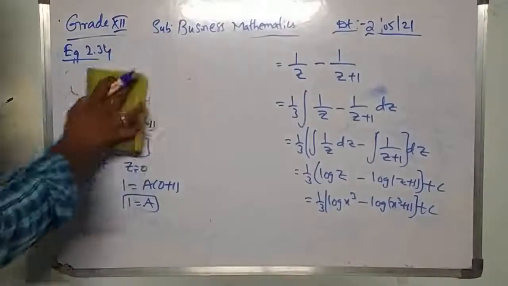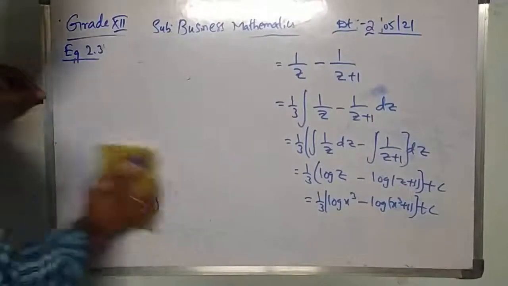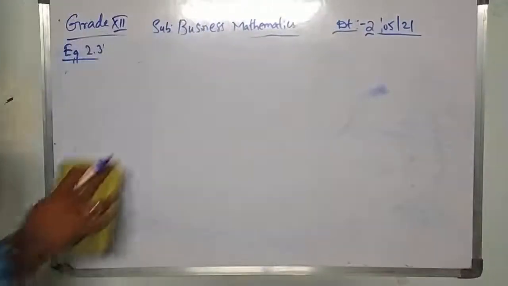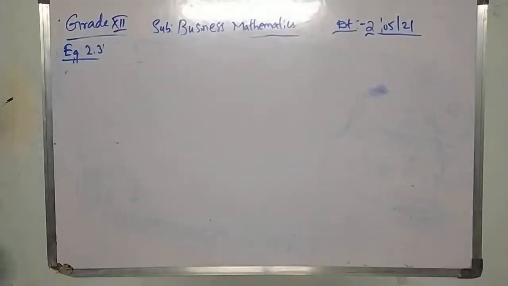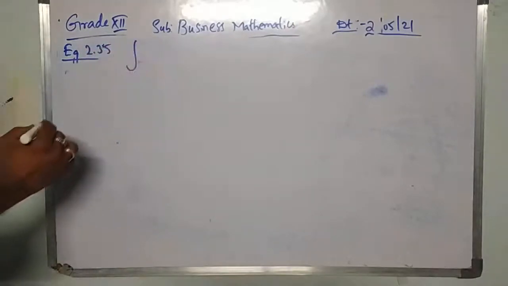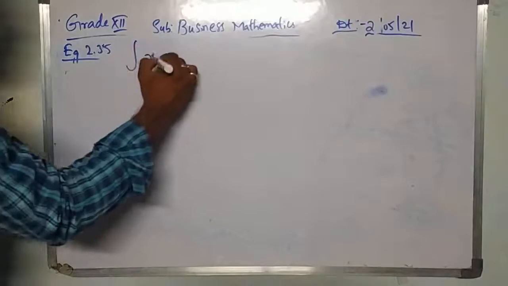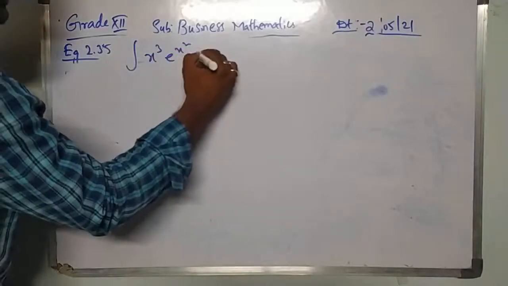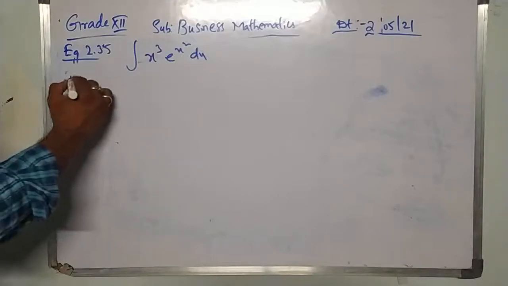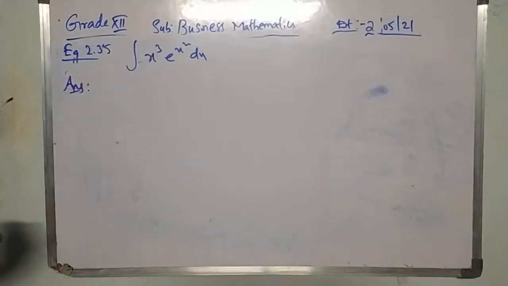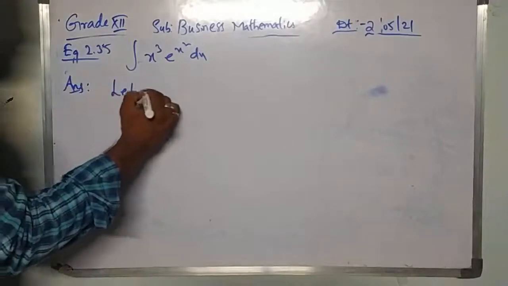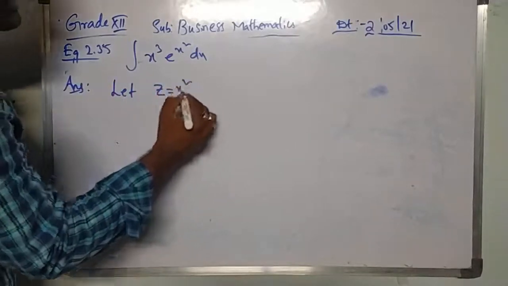Let us see another question. Example 2.35, integral x cube e power x square dx. Integral x cube e power x square dx. So same concept here. Let z is equal to x square if you are assuming.